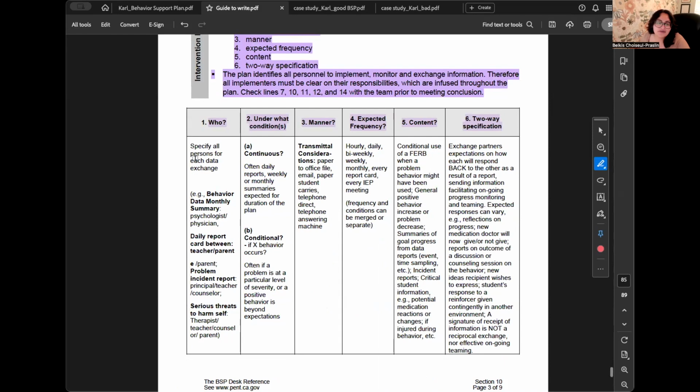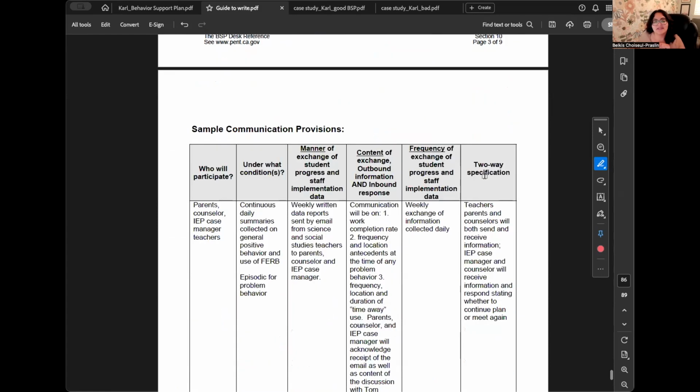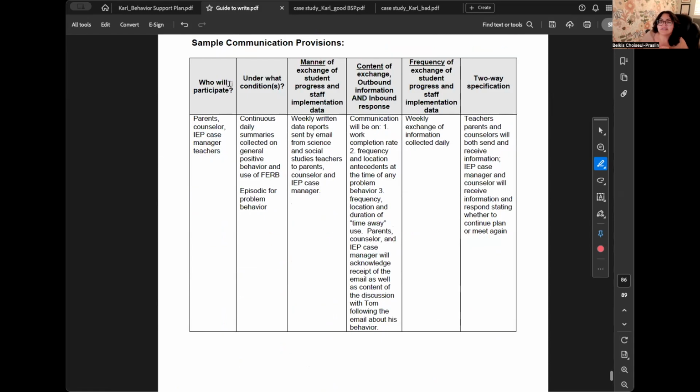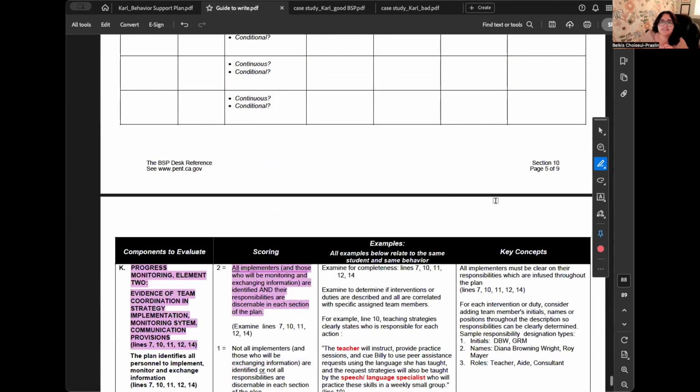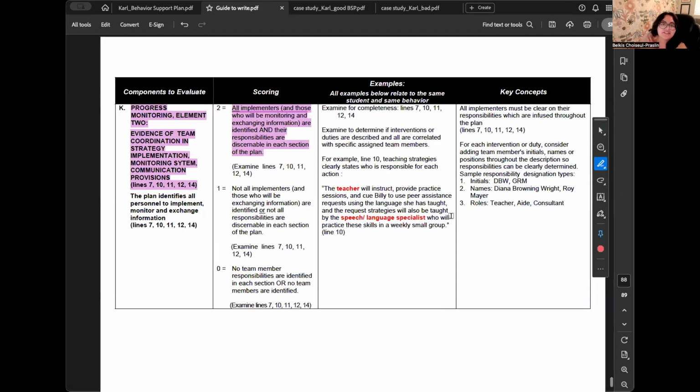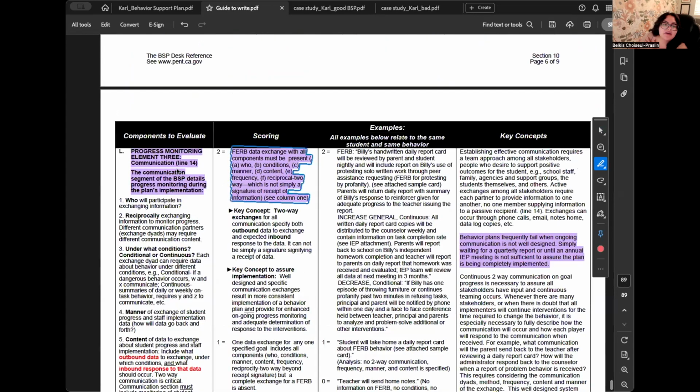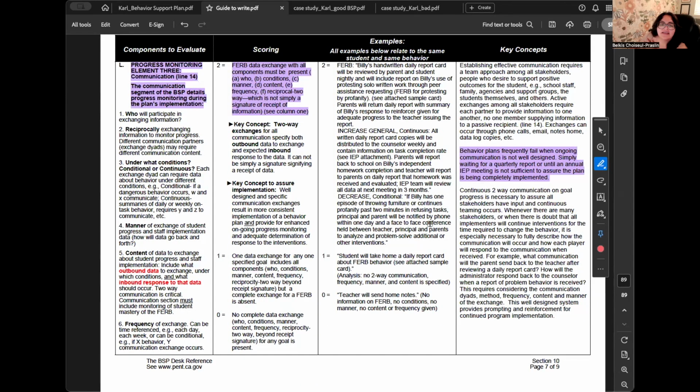And then they'll, of course, teach you how to write the different areas. The most important one is, I think, the 2-way specification. And this is, how are you guys talking about it back and forth? Not just, I'm telling you this and we're done. No, I'm telling you this and you're telling me this and we're talking back and forth. This is ensuring that communication is supposed to be happening on a 2-way street, not a 1-way road, right? That's literally what it's asking or telling you to do here. So here are some examples and a worksheet to help you, but it's the same thing. And finally, our scoring for the progress monitoring element before and communication down here on line 14.